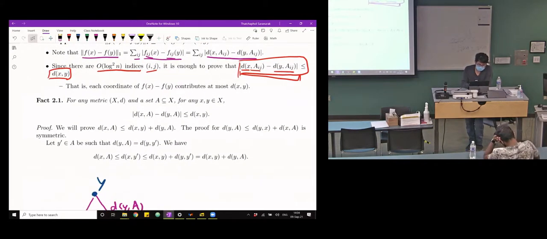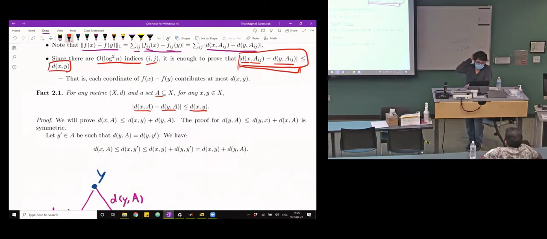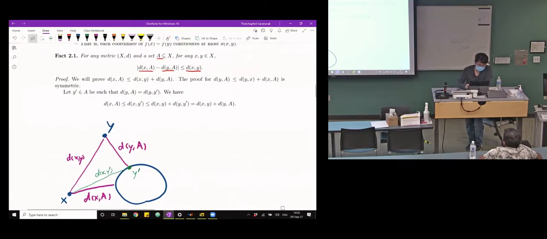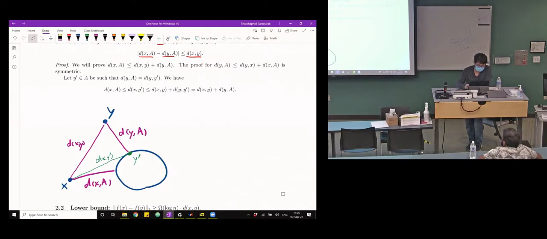But let's see why this is true. Actually, this is true for any subset A, not just Aij. If you choose any subset A, the difference between dAx and dAy is at most the original distance. And it's much easier to look at a picture, and very intuitive.